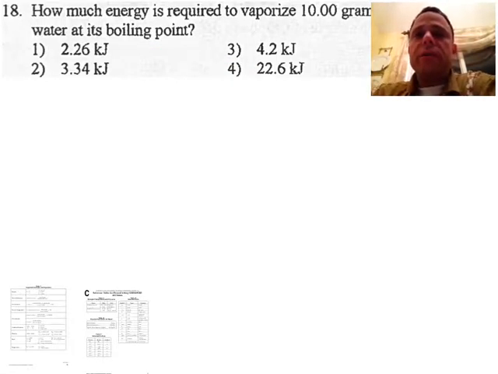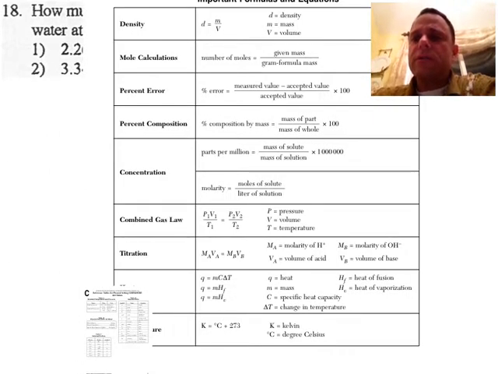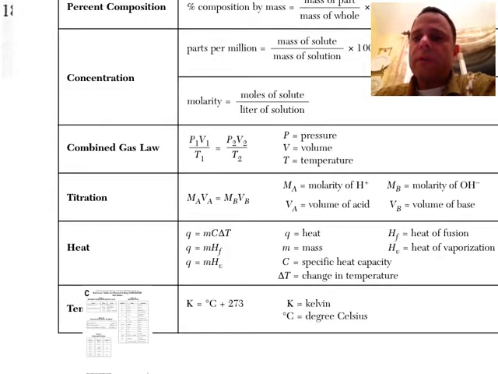Now moving on to 18. How much energy is required to vaporize 10 grams of water at its boiling point? I have to think of a gas here, don't I? Alright, so we're talking about energy. We must consider these formulas here. The heat formulas, Q equals mc delta T, Q equals mHF, that's for heat of fusion. Q is equal to mHV, heat of vaporization. Vaporization. I'm thinking gas here.